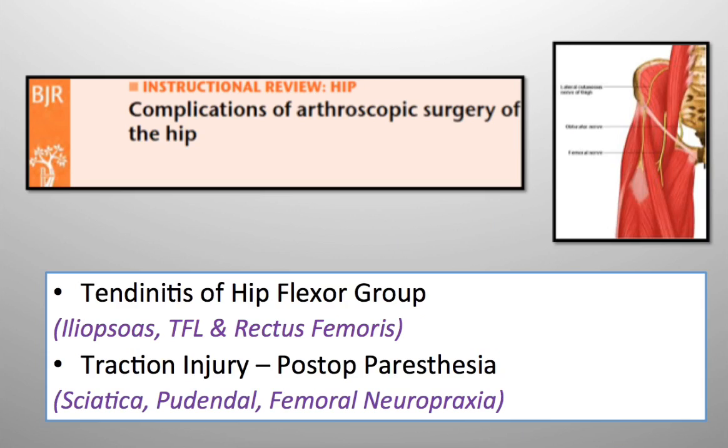Some of the common complications, the most common, are tendinitis of the hip flexor, especially iliopsoas, TFL, and the rectus femoris. Some patients can also get numbness due to traction injury. Common nerves are sciatic, pudendal nerve, and femoral nerve as well. Usually, these symptoms resolve within a few weeks. So it's important to reassure the patient. If there is any myotomal weakness or persistent neurological deficit, it's important to liaise with the surgeon.